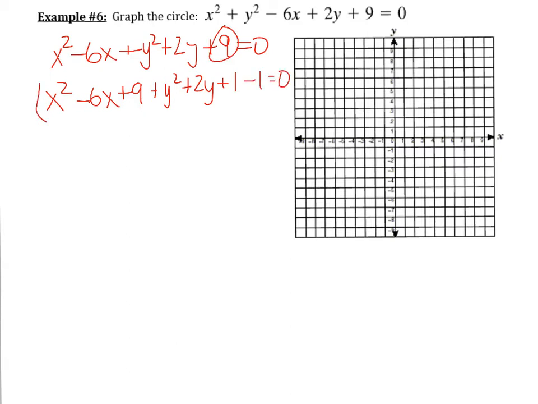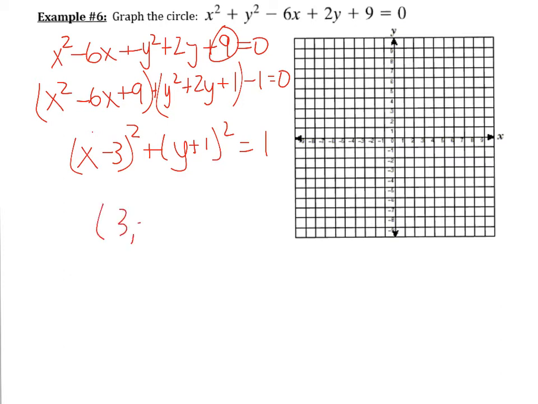And again, now I just go to the rewrite where I regroup, and I have x minus 3 squared plus y plus 1 squared, and again moving the negative 1 to the other side equals 1. So again, a center of 3, negative 1, and an r value of 1. And you can go ahead and graph that on your coordinate plane now.